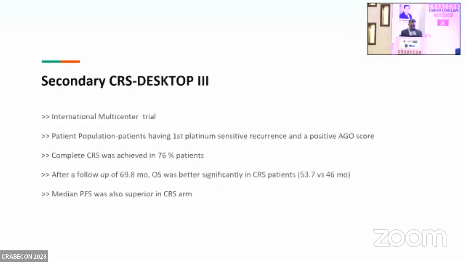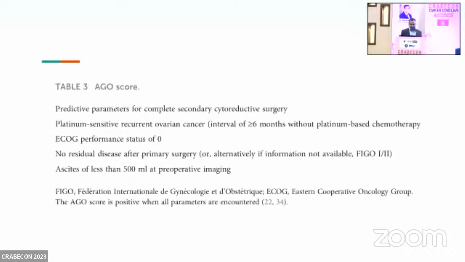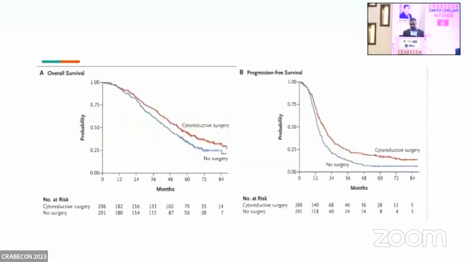Coming to the last trial of secondary cytoreduction, the DESKTOP III trial, it was an international multicentric trial, and the patient population was very well defined: first platinum-sensitive relapse or a positive AGO score. Complete CRS was achieved in 76% of the patients. After a follow-up of 69 months, OS was significantly better in the CRS arm compared to the chemotherapy arm, and PFS was also better in the secondary cytoreduction arm. So this is the AGO score. I will skip this.